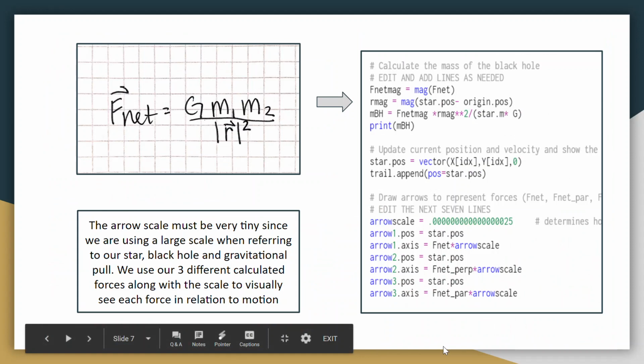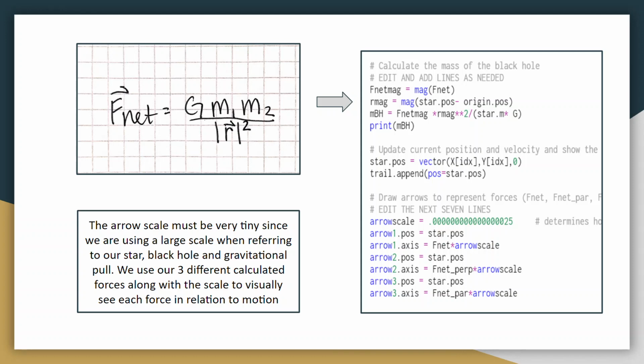And overall, to find the mass of my black hole, I had my new Fnet, which is equal to, as Newton's second law says, the gravitational constant times mass 1 times mass 2 over the magnitude of r squared. I then rearranged this formula to solve for my mass 2, which is the mass of my black hole, and implemented that into my code on the right.